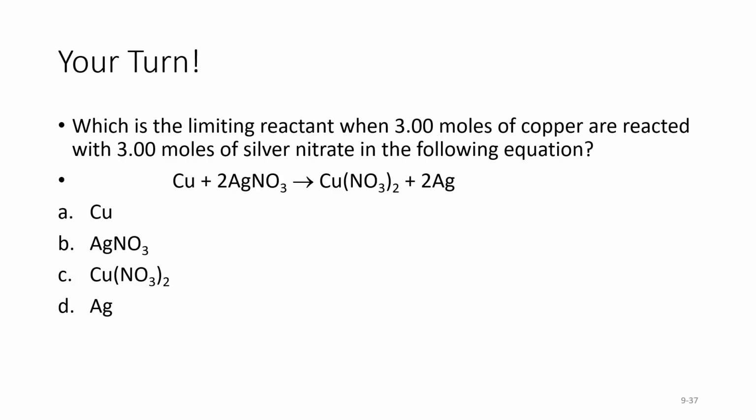Okay, so what is the limiting reactant when 3 moles of copper are reacted with 3 moles of silver nitrate in the following equation? Now we have 2 products to choose from. The problem doesn't specify which product we're supposed to choose. It doesn't matter which product we choose. We can choose either one of them. I'm going to choose to go to silver.